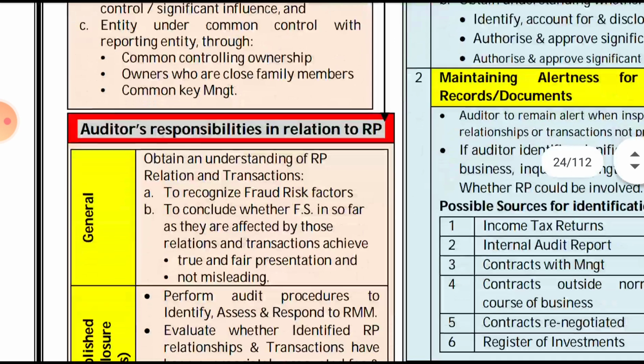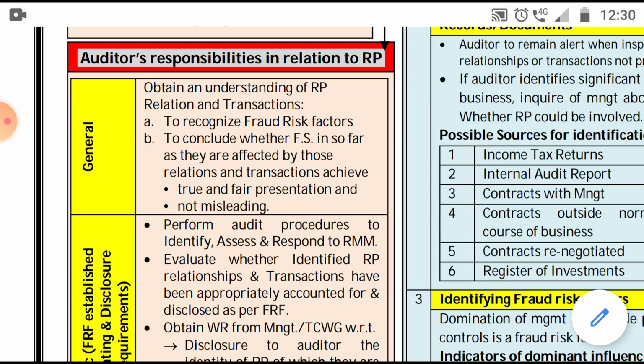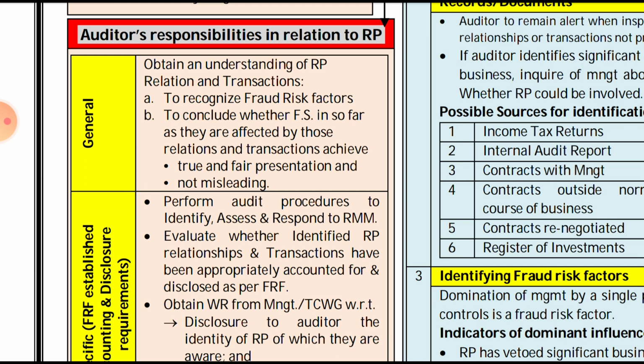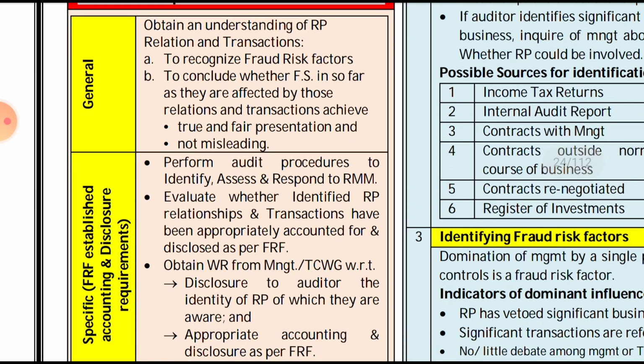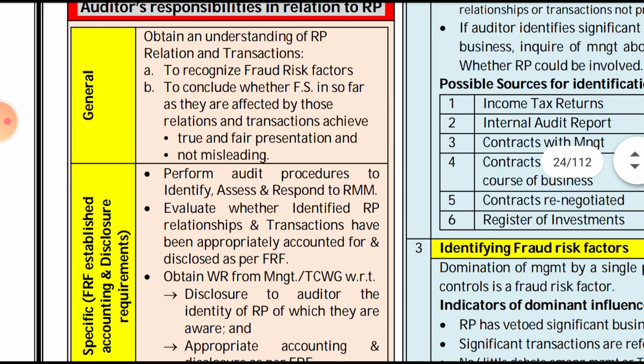Then this was simple. Then we'll move on to the auditor's responsibility in relation to the related party. The auditor's responsibility has been divided into basically two: general responsibilities and specific responsibilities. General responsibility is what has to be followed by the auditor in every entity, in every case. And specific is if the FRF has prescribed some additional responsibility of the auditor in a specific matter, then it is a specific responsibility of the auditor. So we'll see the general responsibility first.